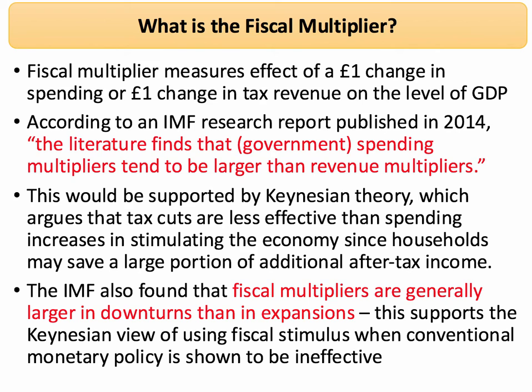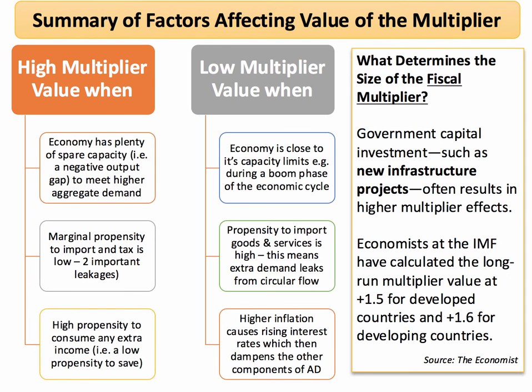And I think that again supports the Keynesian view that in a downturn you have plenty of spare capacity, monetary policy probably ineffective, so kick-starting the economy with a well-targeted government spending stimulus can make a difference. Here are some of the key factors affecting the value of the multiplier.